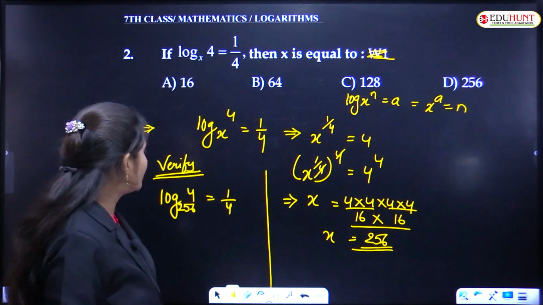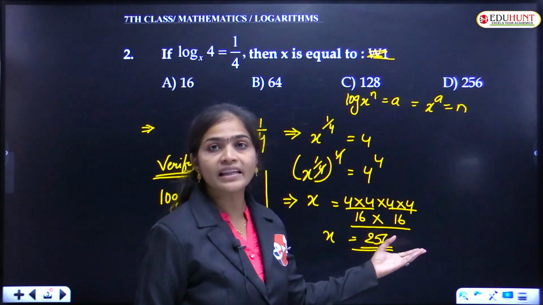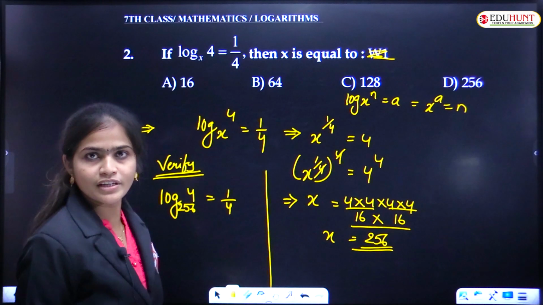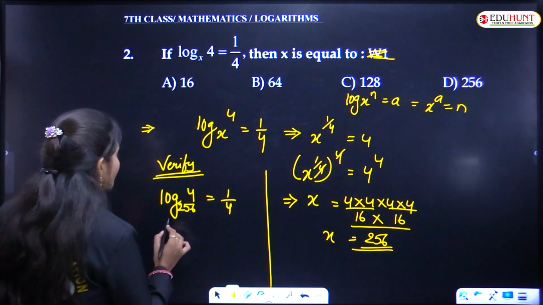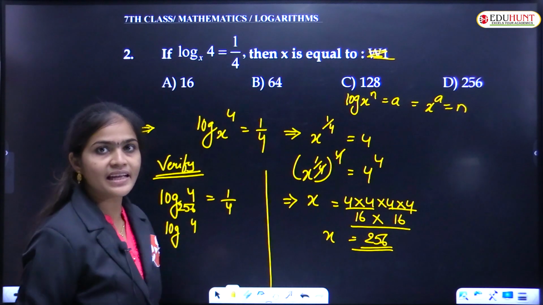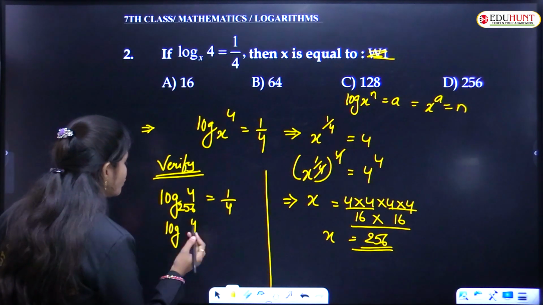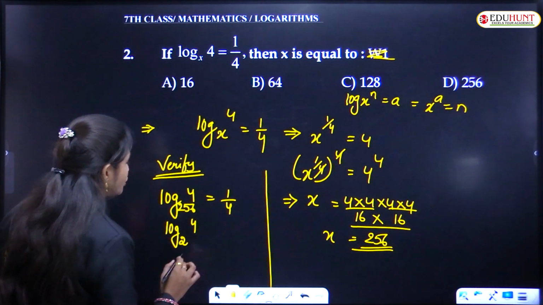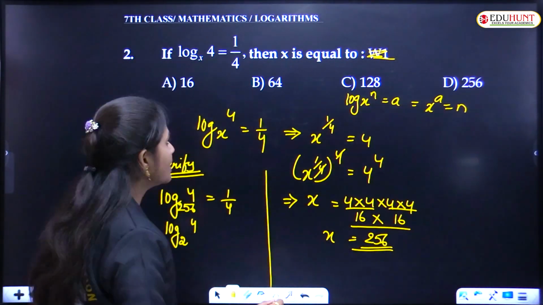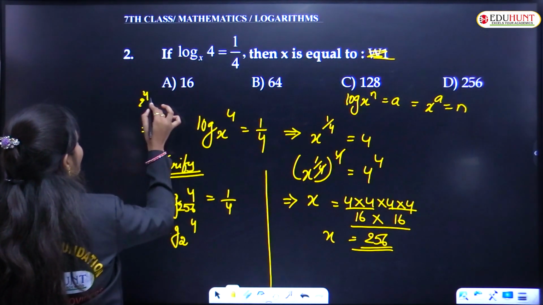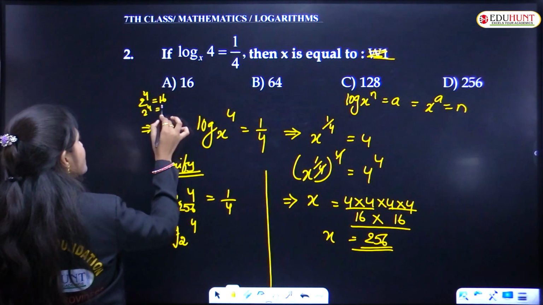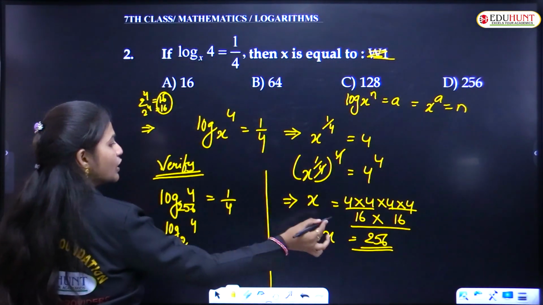When can we know whether the value we got is correct or not? By taking the checking or verification process. Here, log of 256 to the base 4: we can write that 2 power 8 is equal to 256. Yes or no? Just say that 2 power 4 is equal to 16. Again 2 power 4 is equal to 16, so 16 into 16 is equal to 256.